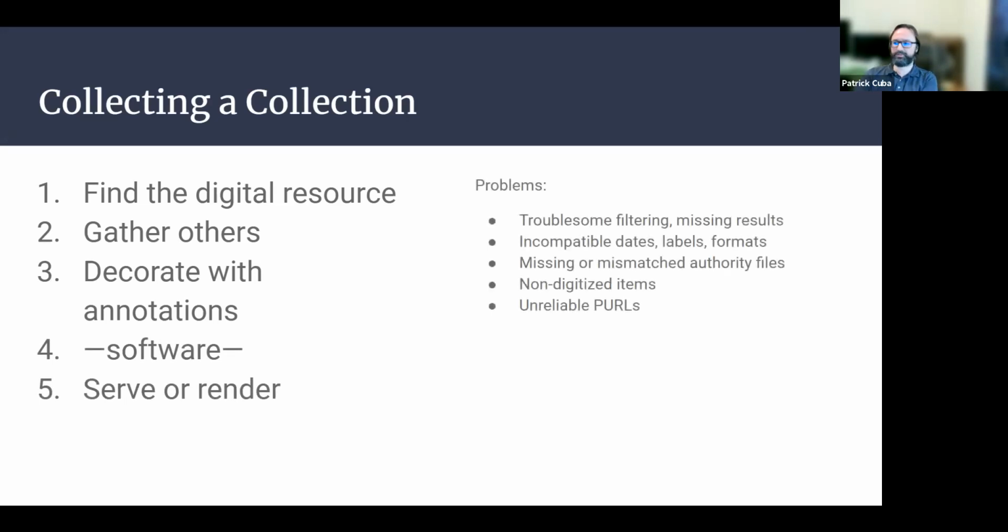Creates a lot of problems. You can have trouble with filtering, missing results. The dates, labels, formats never match exactly right. You can have things that don't exist or don't have authority files. So in the example of the enslaved peoples, we had to generate an ID for each of the entities that we found. Each of those people don't have a IIIF entry. So if we want to refer to them reliably, we need to start creating some of those additional resources.